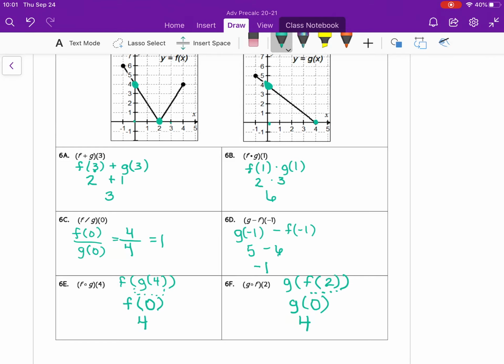All right, so maybe you found those fun, maybe you didn't. Give it a try on the next slide. Then you do your target, and you are finished for the week.